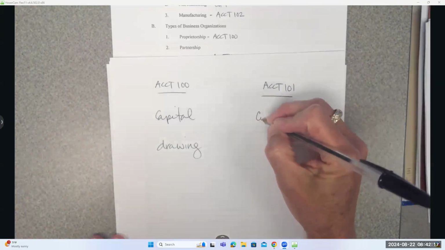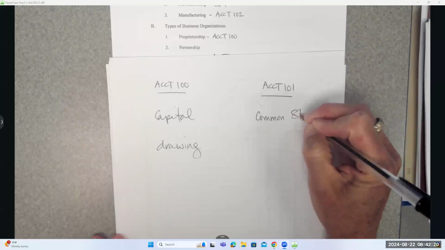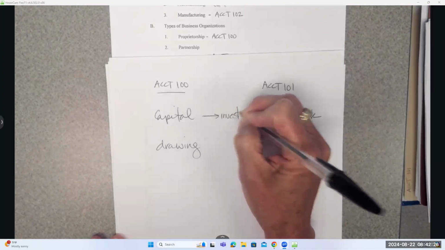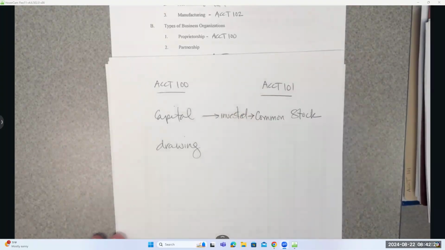So we're going to call the invested equity common stock, because ownership of a corporation is broken up into shares of stock. Corporations can have one owner. They can have thousands of owners. The size of the business as far as revenues and number of locations and years in business isn't necessarily the determination of type of ownership, because you can have a corporation with one stockholder. It's more the legal issues between the types of ownership.